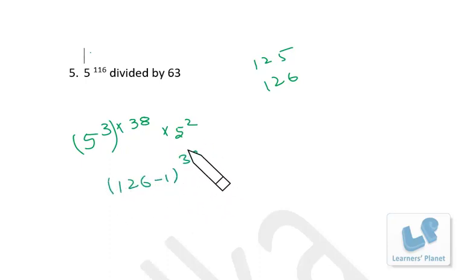I think now there is no need to write. If it is divided by 63, the remainder will be minus 1 raised to 38, because this is already a multiple of 63. So minus 1 raised to 38, that means just 1. Okay, now this one into this 5 square, so that is 25. So the final remainder when 5 raised to 116 is divided by 63 is 25. Okay, so that becomes very simple. If you can think of this set of numbers, the problem becomes very easy.